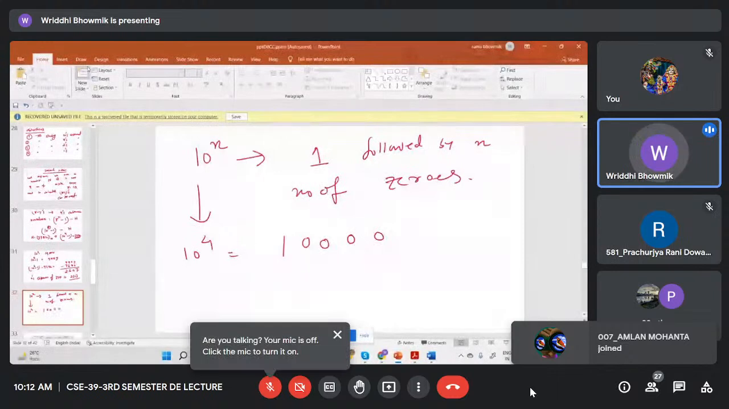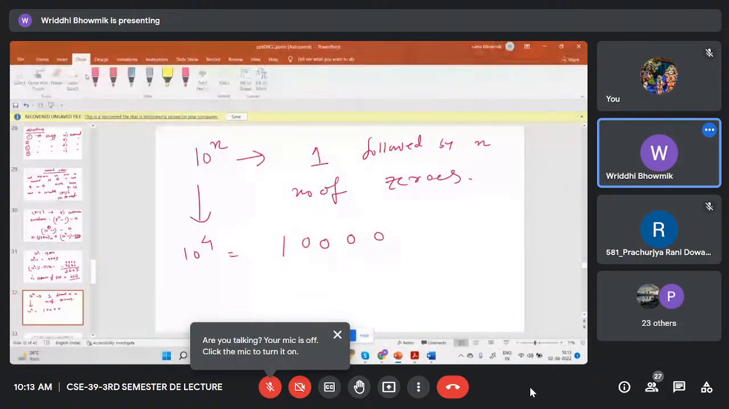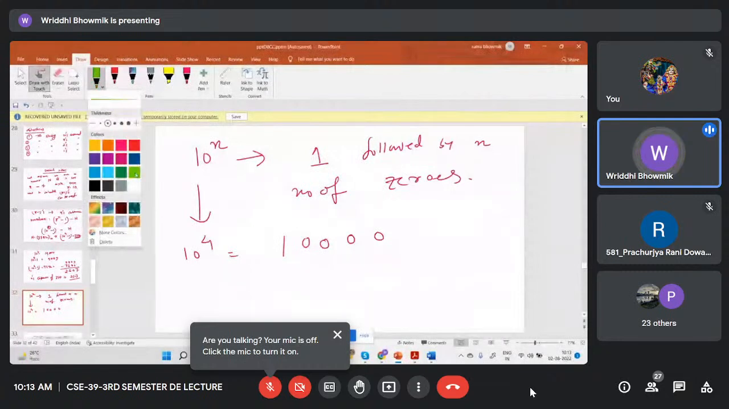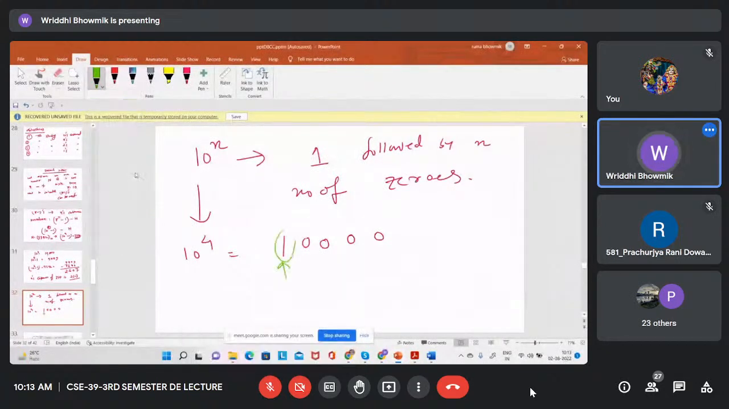You see, first you have 1, this one followed by n number of zeros. How many zeros are there? 1, 2, 3, 4. So these are the n number of zeros, because here n is actually 4, and in 10,000 you have 4 zeros. Right? So 1 is followed by n number of zeros.